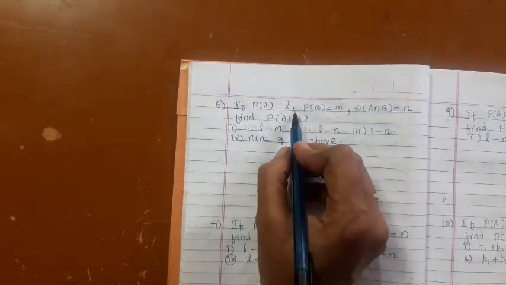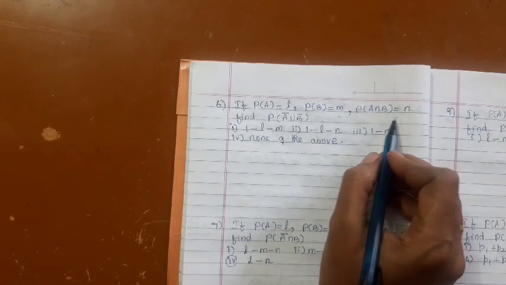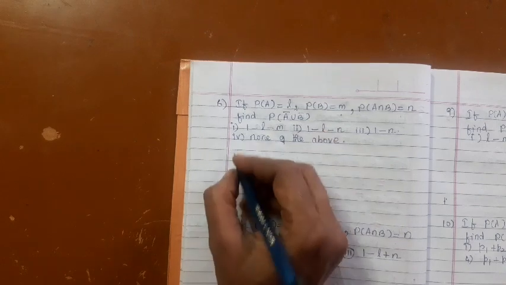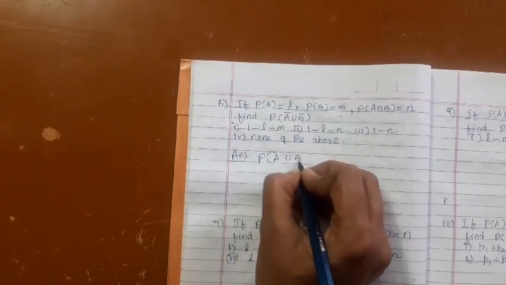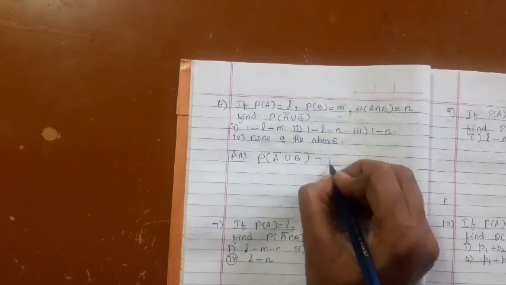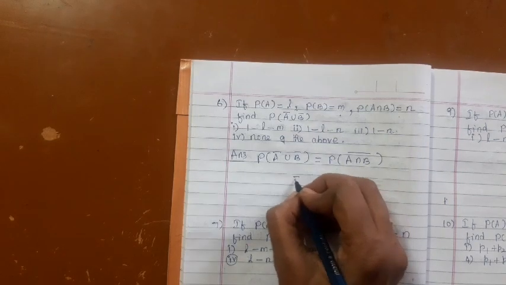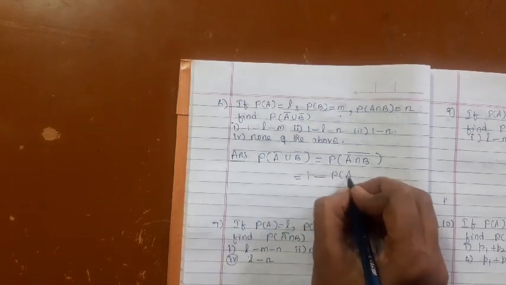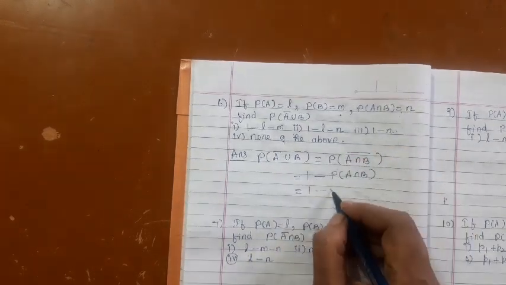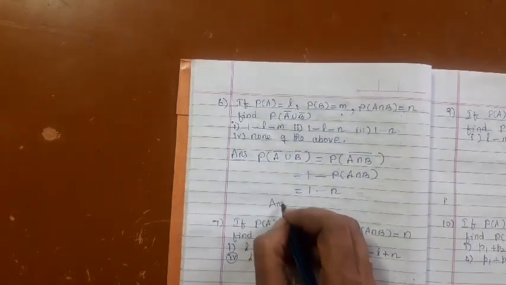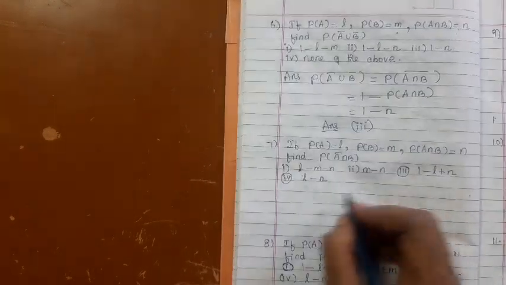If probability of A is L, probability of B is M, probability of A intersection B is N, find probability of A bar union B bar. I am going to use De Morgan's law. Probability of A bar union B bar can be written as probability of A intersection B the whole bar, which can be written as 1 minus probability of A intersection B. What is probability of A intersection B? N. So the answer is option 3. Let's come to the next question.